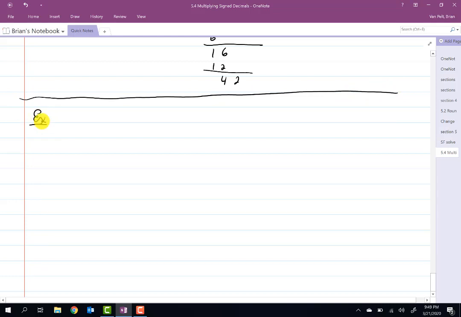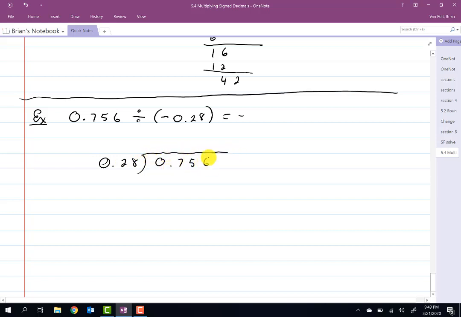Next one we have is 0.756 divided by negative 0.28. Well, we know the answer is going to be negative, and so the initial setup is 0.28 going into 0.756. So this decimal out here, I'm going to move 2 places, so I'll do the same thing inside. Ultimately, what you actually did is multiply things by 100 in the background.